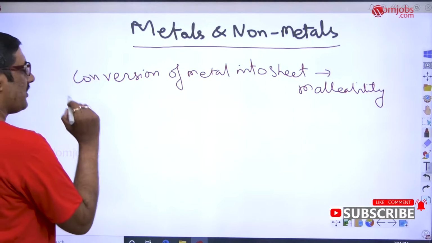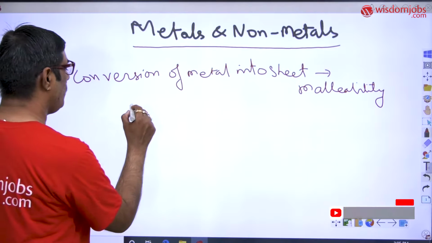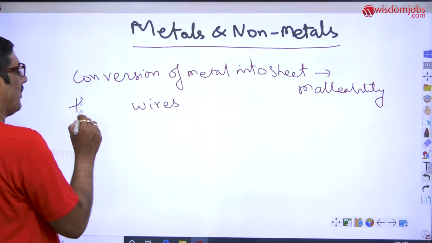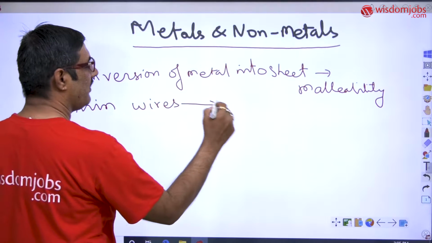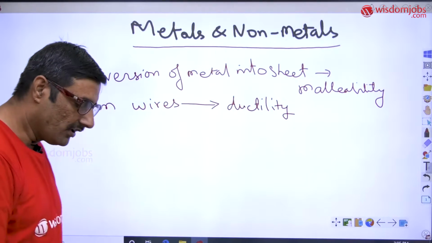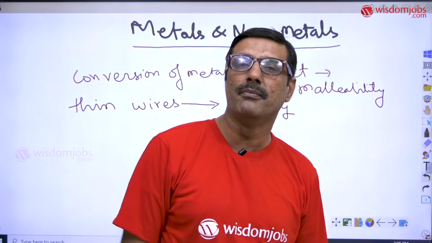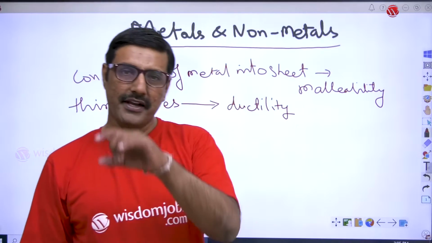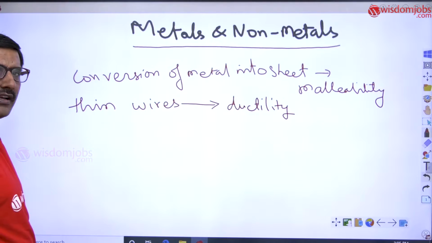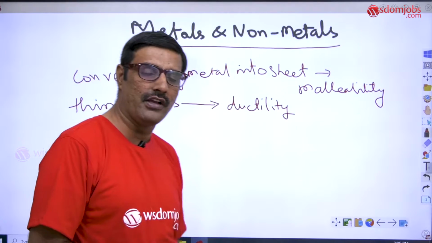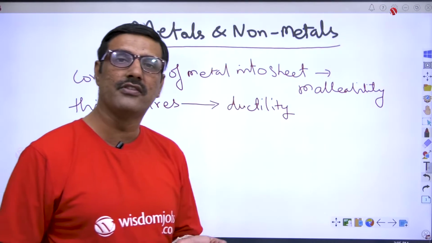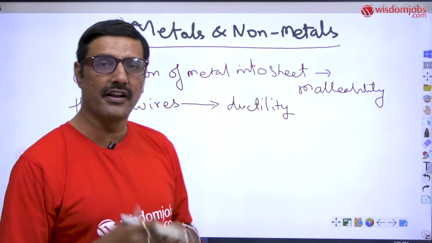And any metal can be converted into wires, very thin wires. This is called ductility. So what is meant by ductility? Ductility of a metal is that property by virtue of which a metal can be made into wires or thin wires. If you take copper, the best example in our day-to-day life is our electric wires, which are carrying the currents. The copper inside is in the form of a cylindrical wire.